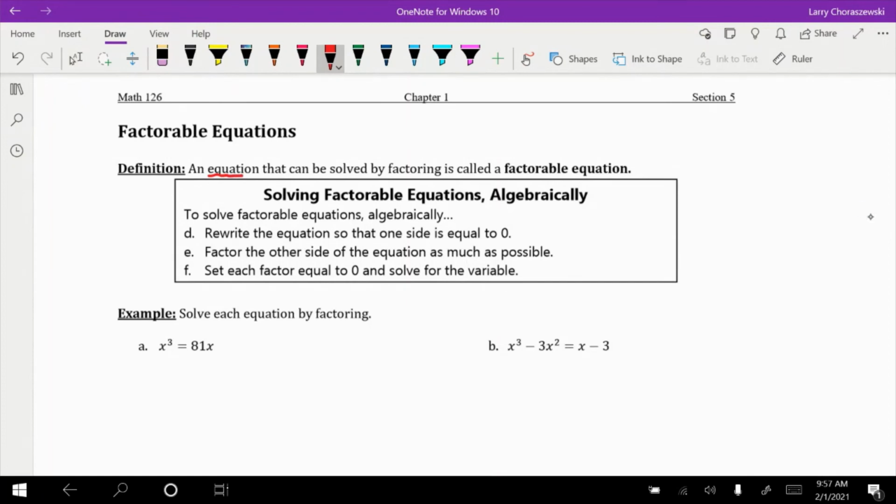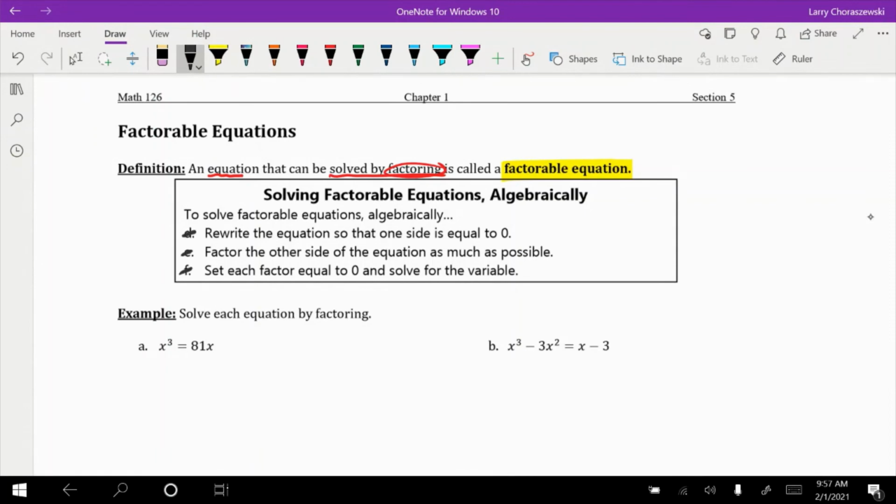An equation that can be solved by factoring is called a factorable equation. And these are very similar to how we solve quadratic equations by factoring. We essentially want to get one side to be the number 0 and factor the other side as far as we can, and then we just set each factor to 0 to continue on from there. So sorry about the typos here.